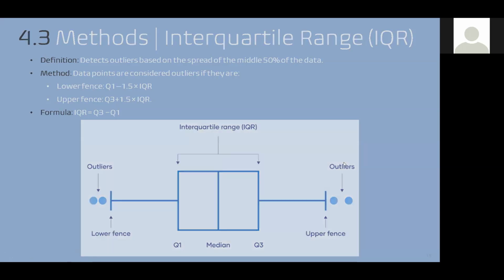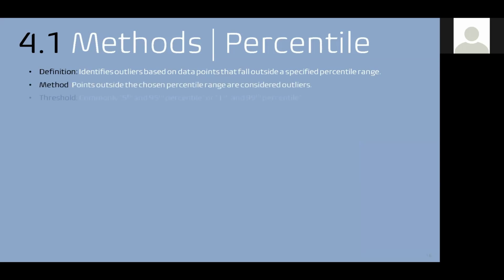All right, the next one I'll be talking about is percentile. It's a very straightforward one. Pretty much anything that falls outside the specific percentile, above or below, will be an outlier. For this one, usually it's the 5th and 95th percentile, or the 1st and 99th percentile, or say 10 to 90%. At the end of the day, they should add up to 100. All right, and it's very straightforward.